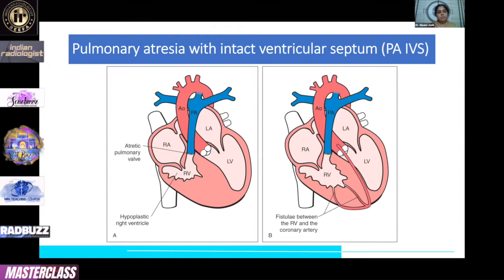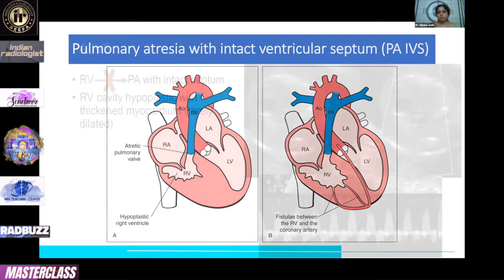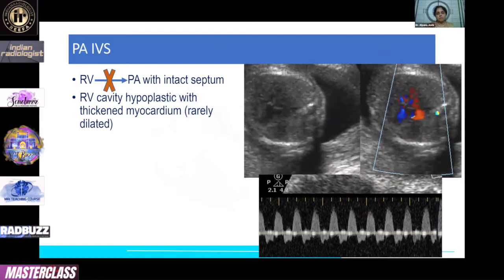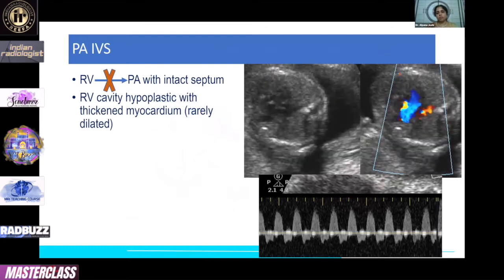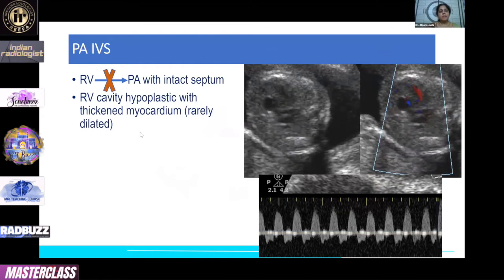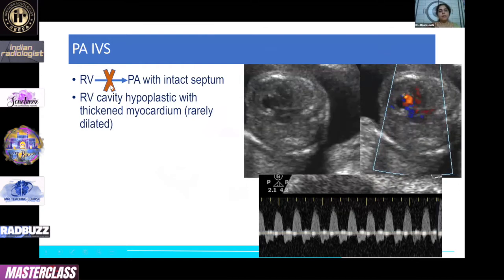With that, we come to the pulmonary atresia with the intact ventricular septum, and we saw that the hallmark is the VCACs, that is ventriculo-coronary artery communications. So what happens here is there is a dissociation.